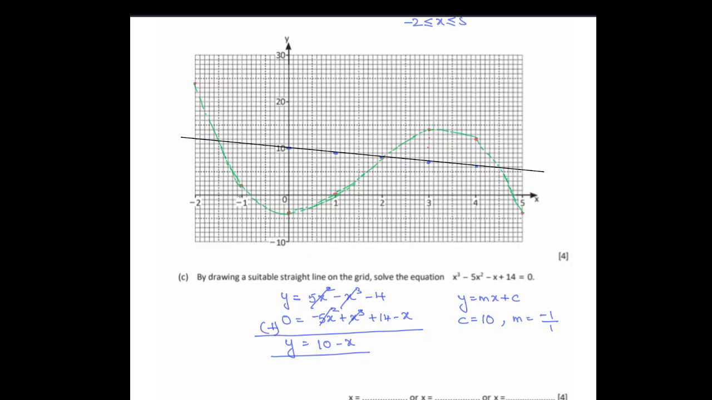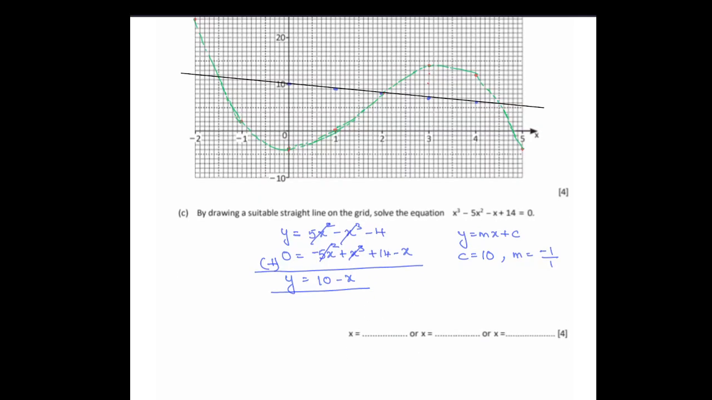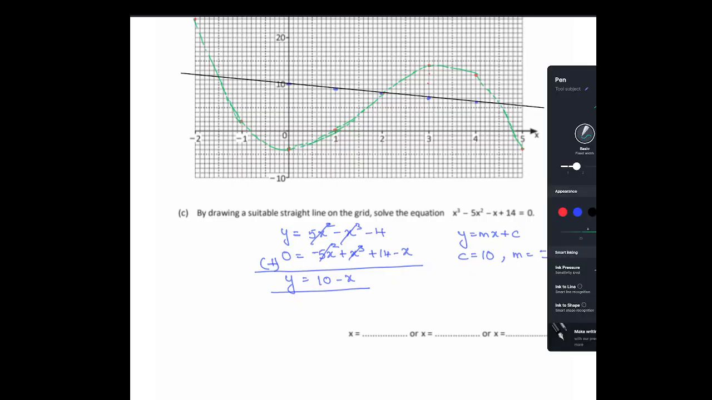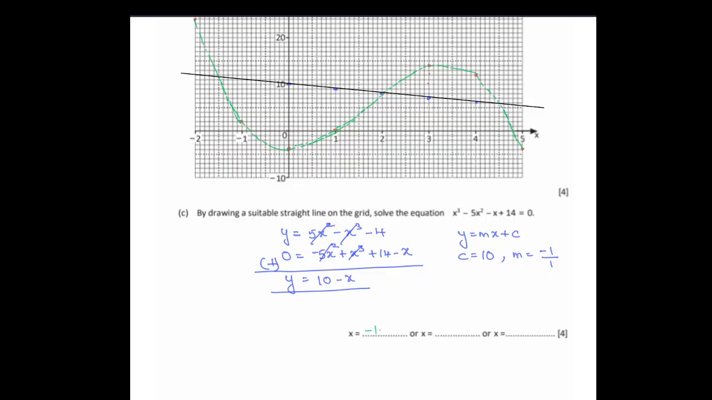So exactly it is cutting at this place. It is minus 1, 2, 3, 4, 5. Minus 1.5. So x is minus 1.5. Then x is equal to exactly 2. And x is equal to 4.1, 2, 3, 4, 5. Yes, 4.5. This is the answer.